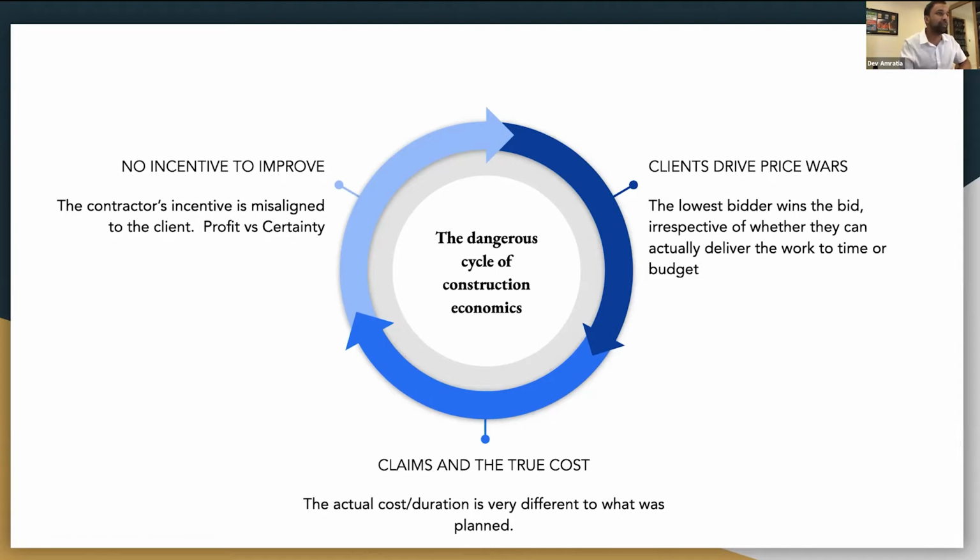So you start on the right hand side, which is clients drive price wars. I'm purposefully being a little harsh with my words. I once worked for a client, so I think I should have some authority to say that. What ends up happening is that a client says, I want this built. Contractors, would you bid for it, please? And inevitably they're saying, I want the cheapest person to win the bid. If you're cheap, you win the work.